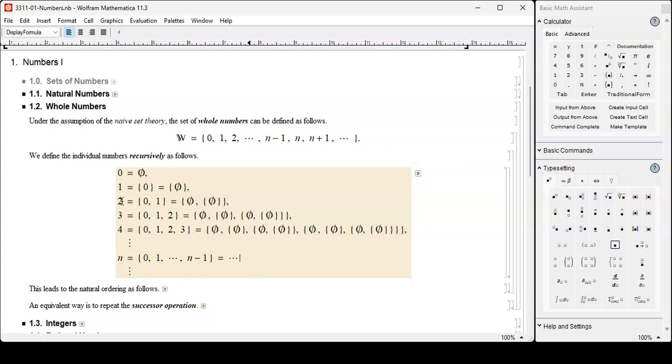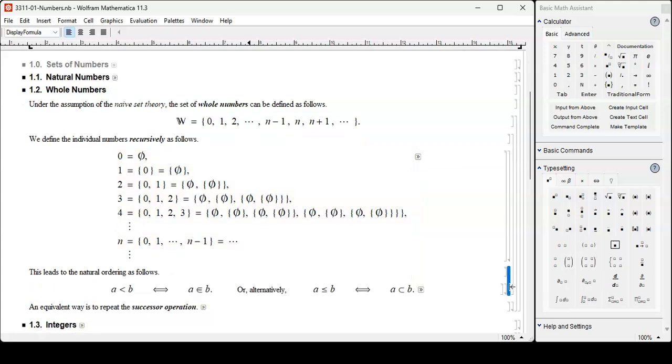So, the definition is valid because each number was defined only by the things that are defined earlier. And also, this leads to a natural ordering like this. A is less than B means A is a member of B. Remember, both A and B are sets.